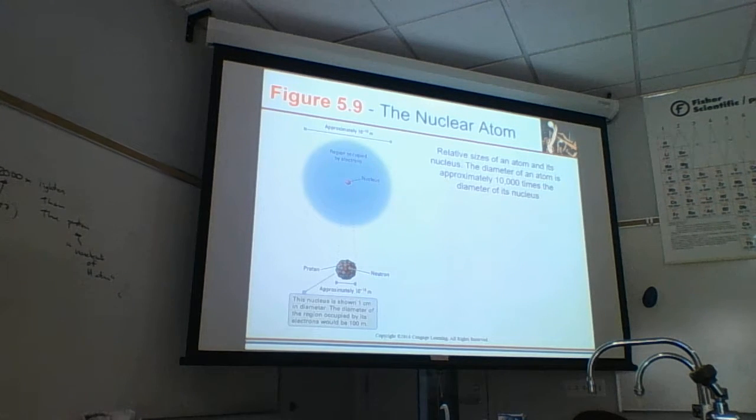10 to the minus 10 meters is defined as 1 angstrom. Have you heard of the angstrom before? Yes. But the angstrom's not as convenient because, let's say it's 123 picometers. How many characters is that? 1, 2, 3. If you did the same thing in angstroms, it would be 1.23 angstroms, which means 1 extra character.